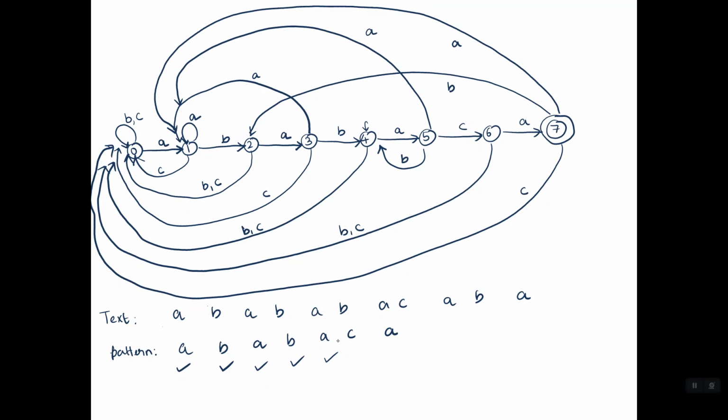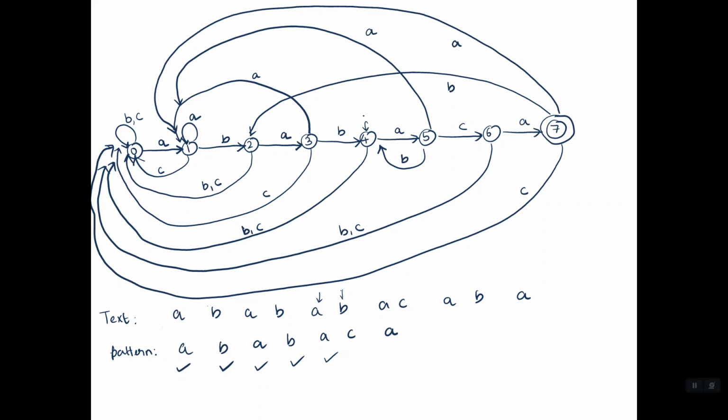From state 4, currently I am over here. This position is where I am currently. So AB, AB, A is accepted. The next character in the text is going to be B. So 4 to 5, the transition is B, so I'm just going to come in the reverse order.